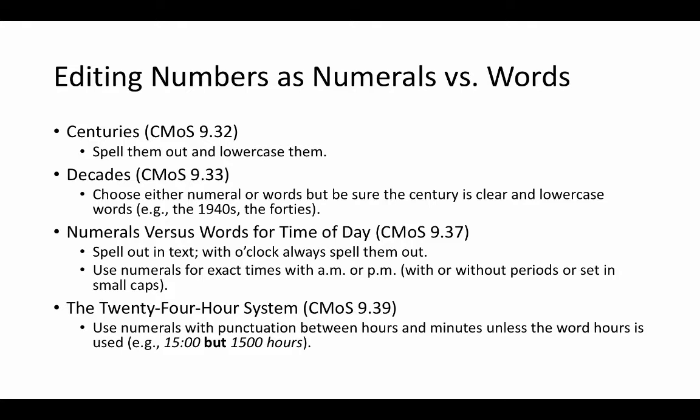For the 24-hour system, commonly called military time, use numerals with punctuation between the hours and minutes unless the word hours is actually used. So 15:00 hours, but if you want to put 1500 and the word hours, you don't need that punctuation, the colon.